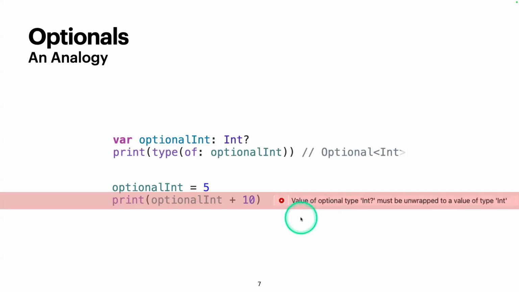So the reason why this fails is because we cannot add an optional int with a regular integer, right? So we need to somehow get access to the wrapped value within here and add it with 10.